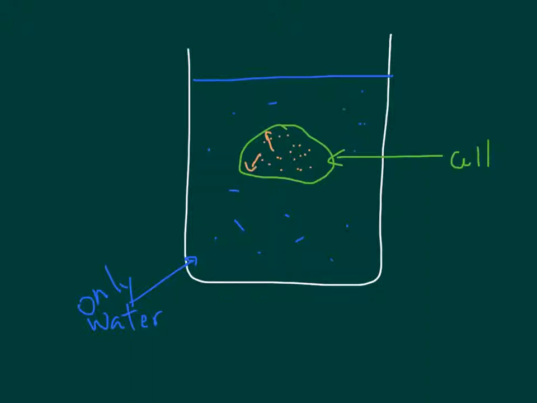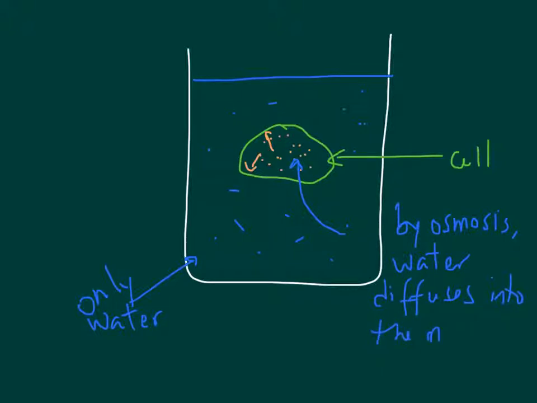So what's going to happen? The water is going to go into the cell. So by osmosis, water diffuses into the membrane.